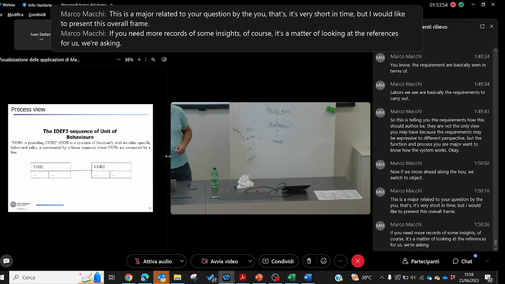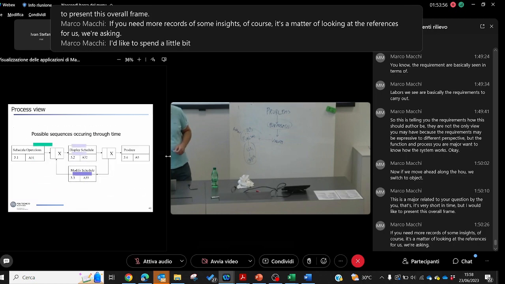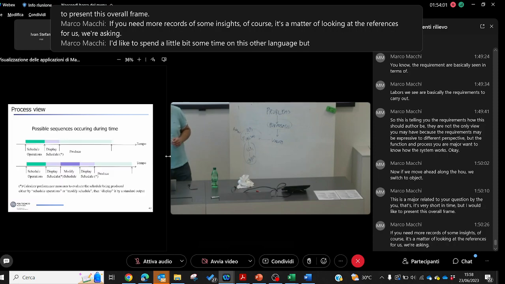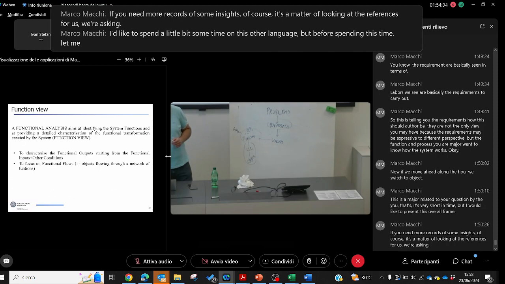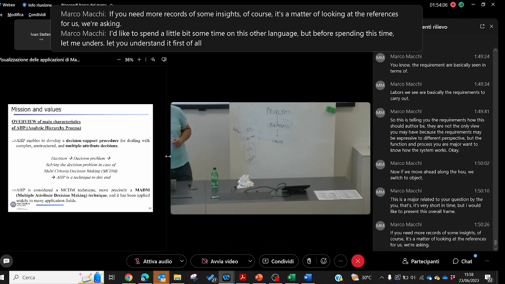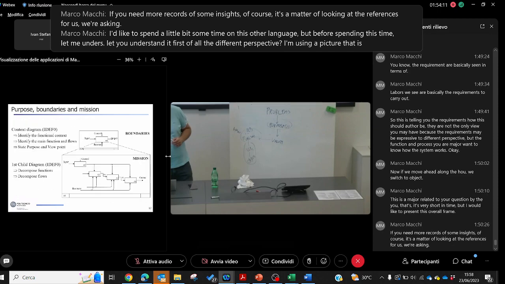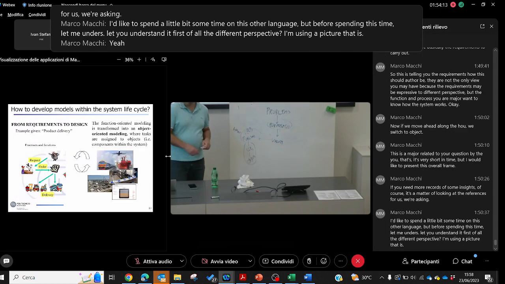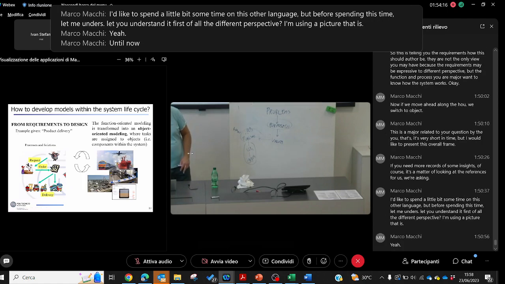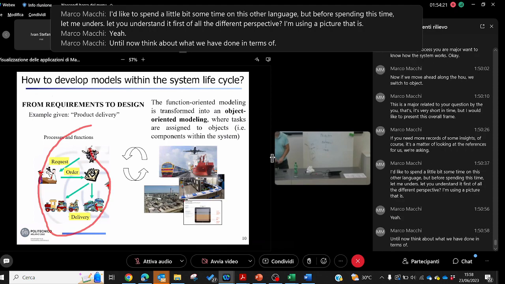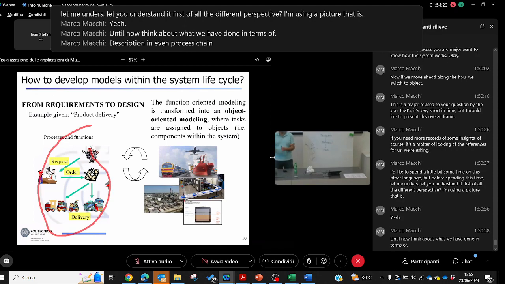I would like to spend some time on this other language, but before spending this time, let you understand first of all the different perspective. I'm using a picture that is here somewhere. Until now, think about what we've done in terms of description in event process chain or in IDEF0. We were in this side of the picture. This is a pictorial representation of a process.